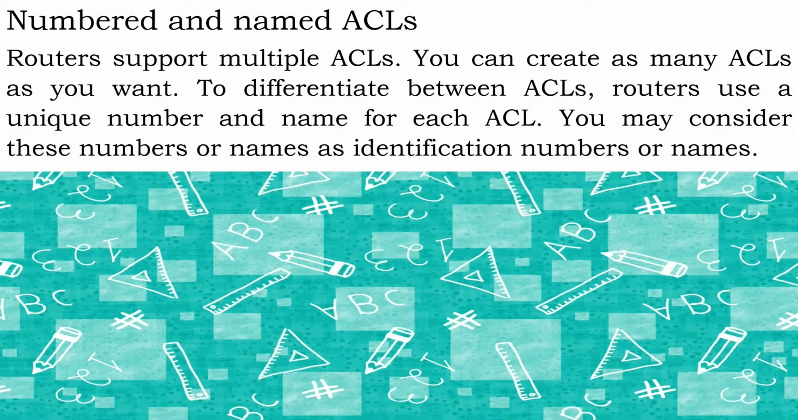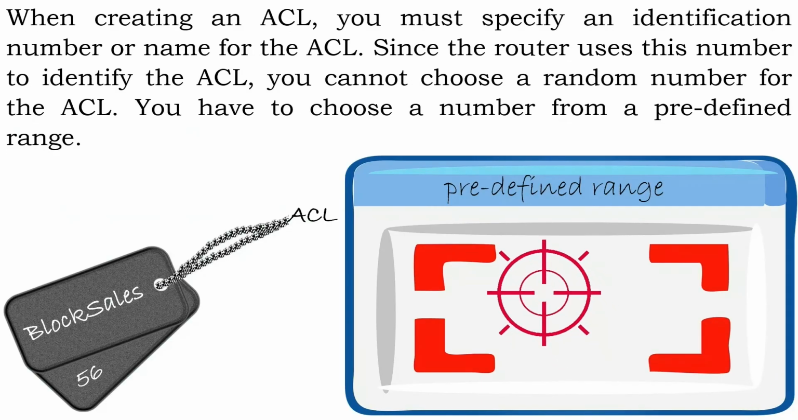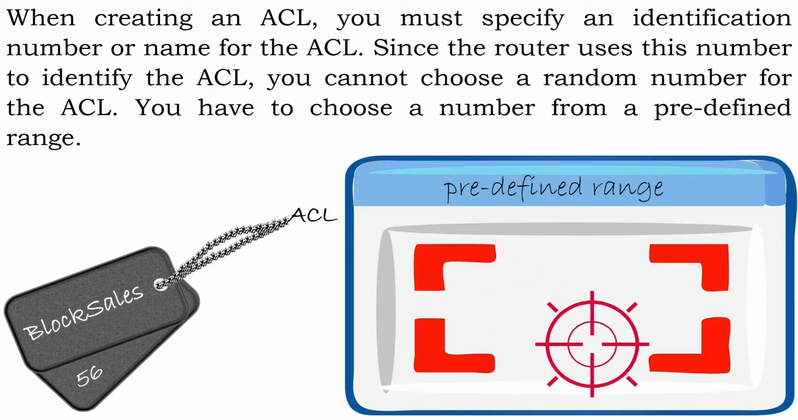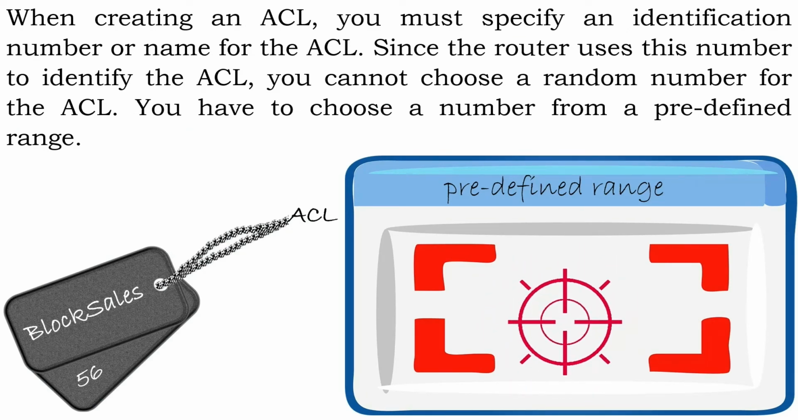Numbered and named ACLs. Routers support multiple ACLs. You can create as many ACLs as you want. To differentiate between ACLs, routers use a unique number and name for each ACL. You may consider these numbers or names as identification numbers or names. When creating an ACL, you must specify an identification number or name for the ACL.